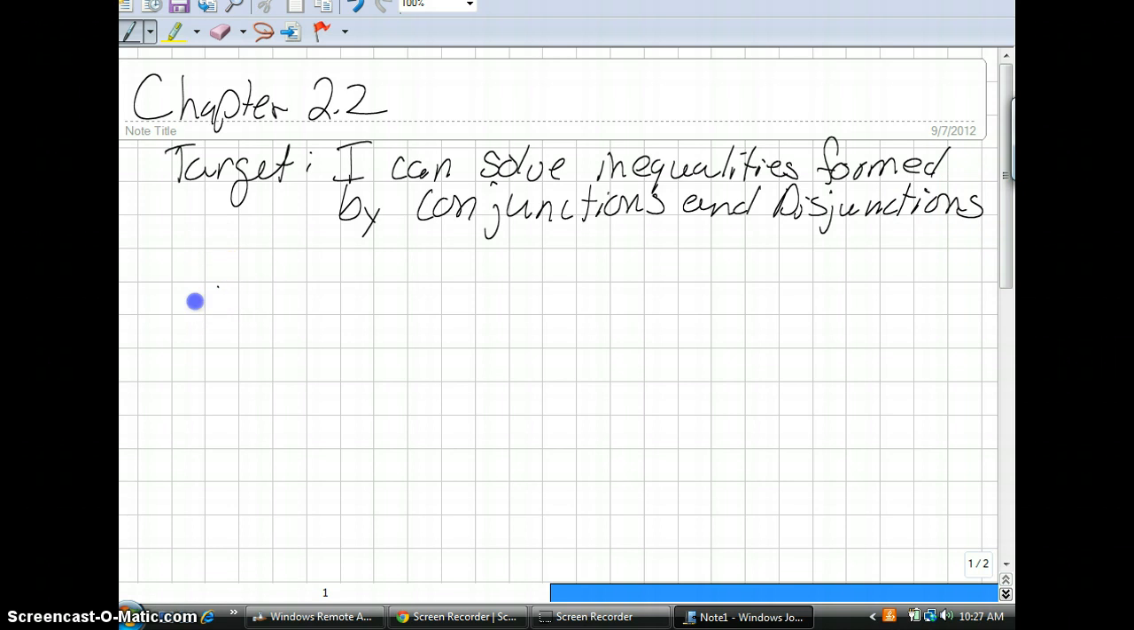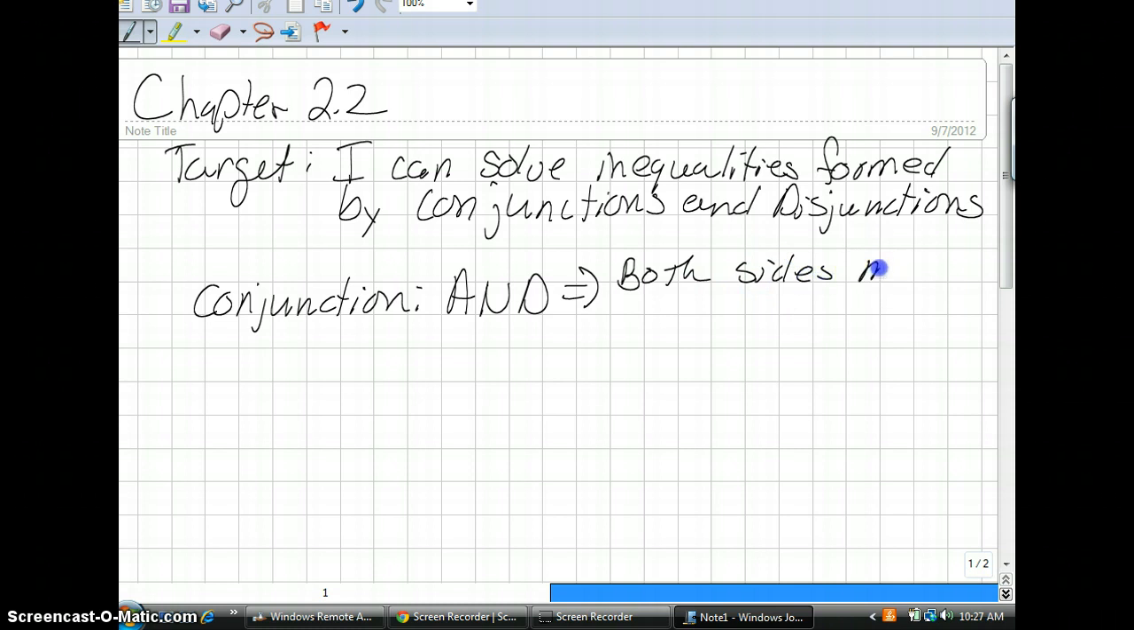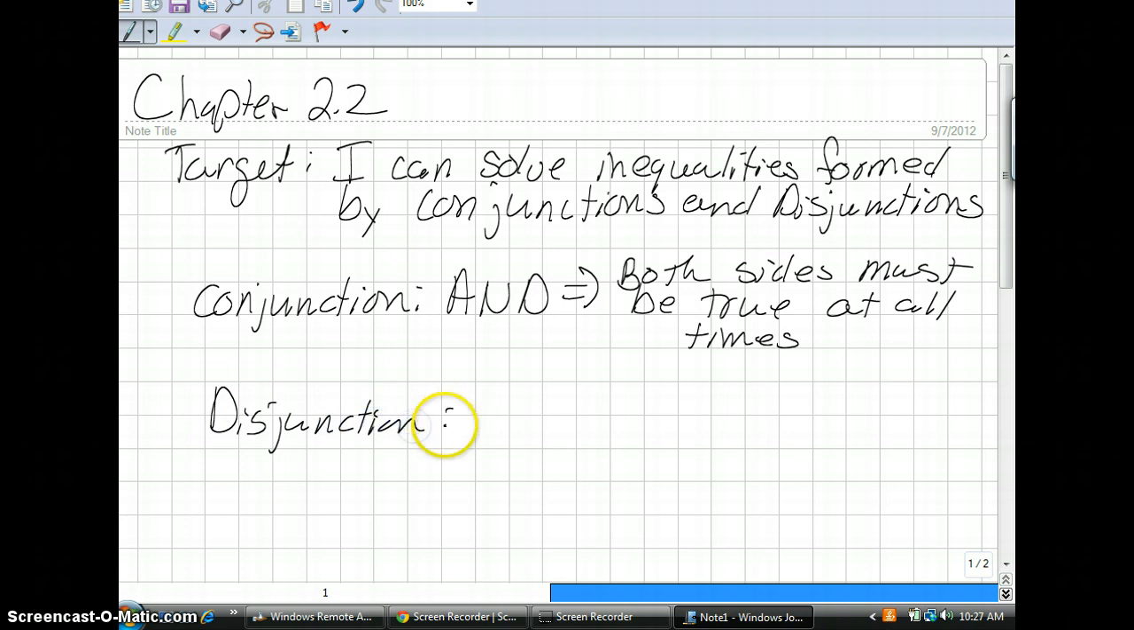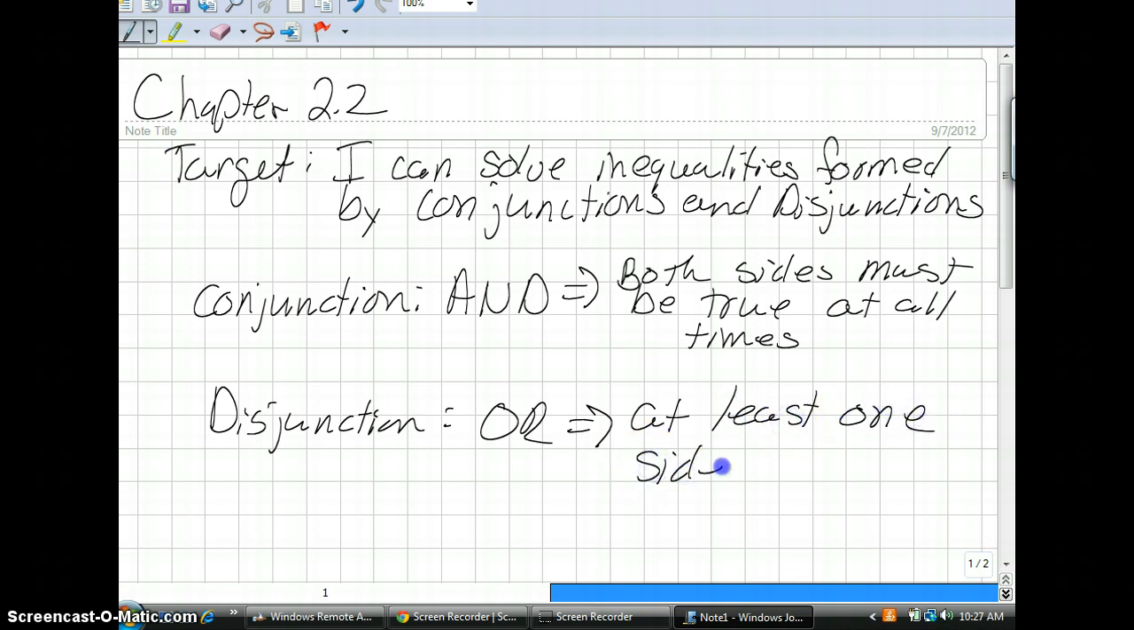Right, so a conjunction has and, which means that both sides must be true at all times. A disjunction has the word or, which means at least one side must be true.